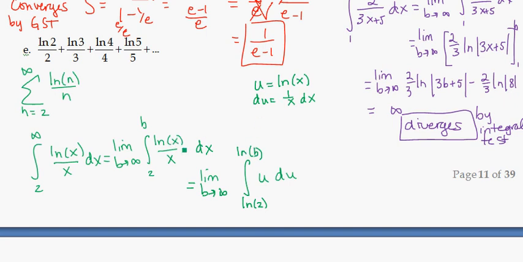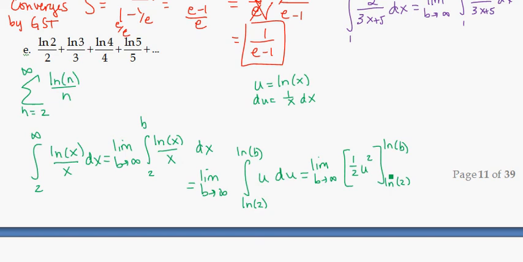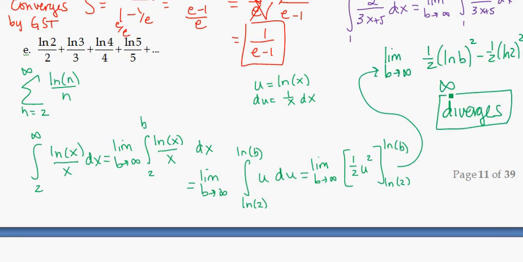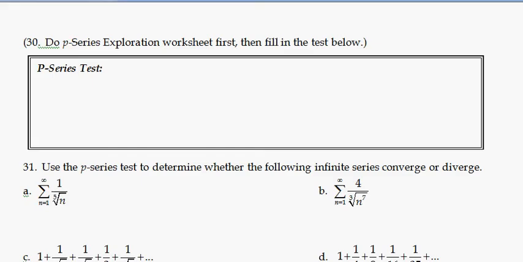When I substitute, I get natural log of x, all of that is just u, and then the 1 over x dx is just du. Now I integrate. Okay, and then we apply the fundamental theorem of calculus, and yet again we get an infinite result, which tells us that this series diverges by the integral test.